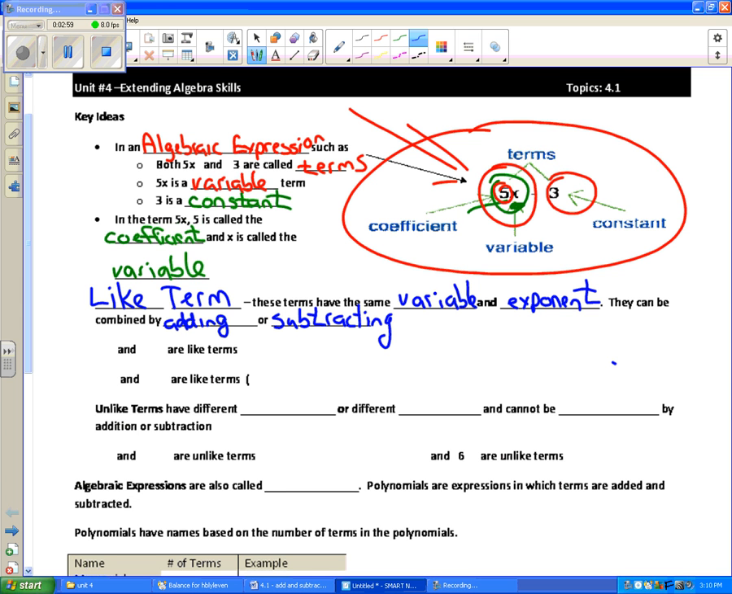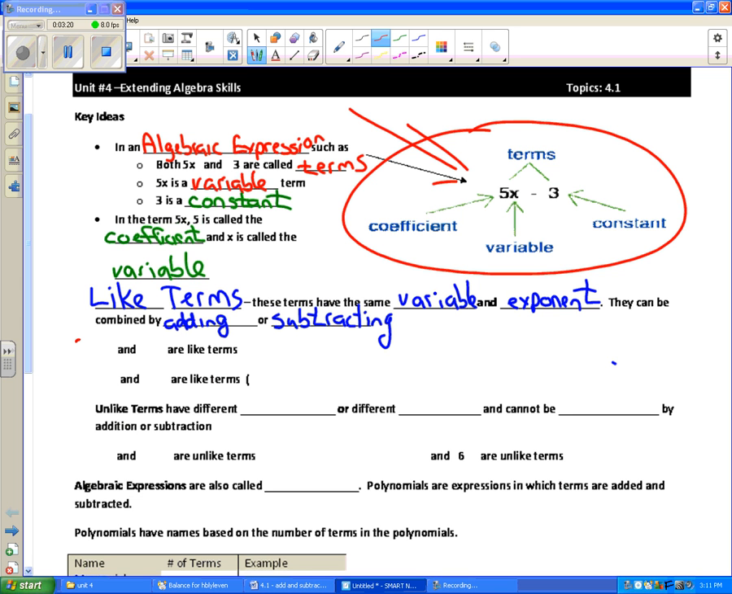So like terms, these terms have the same variable. So if it is a variable term, it has to have the same variable. It can't have an x and a y. We can't add an x and a y, but we can add x's together. But they also have the same exponent. We'll do some examples here.